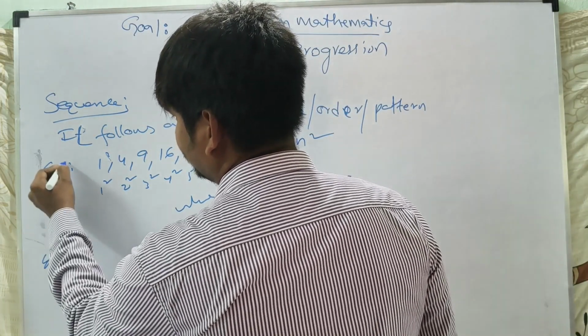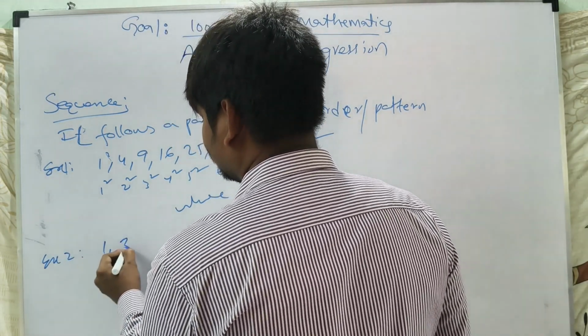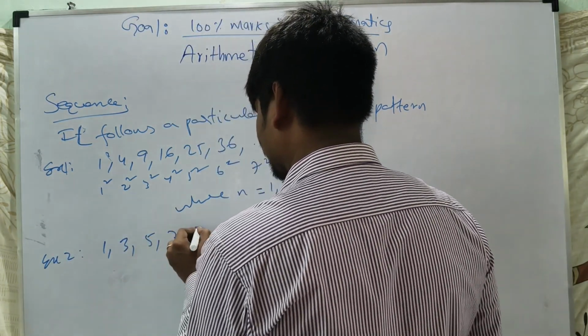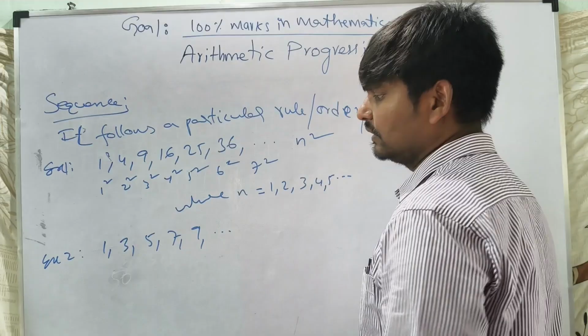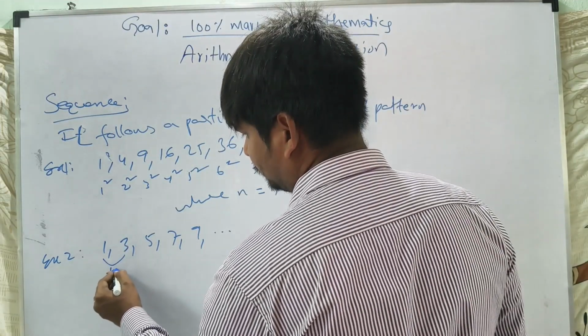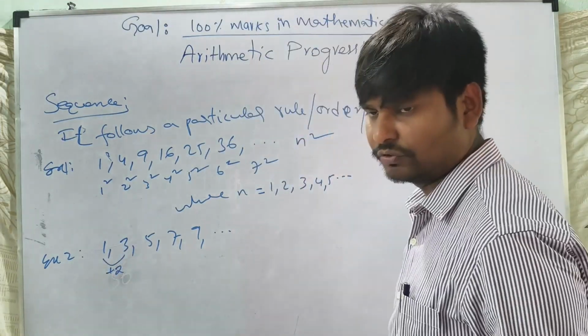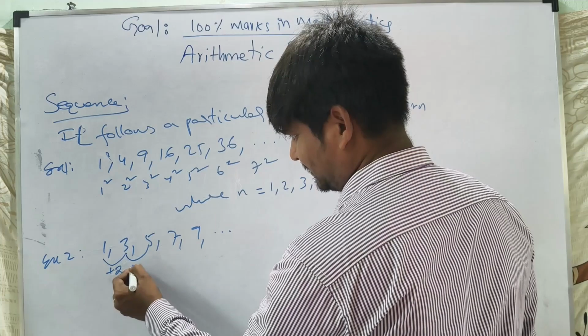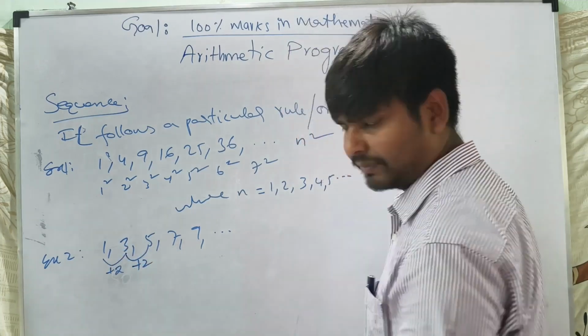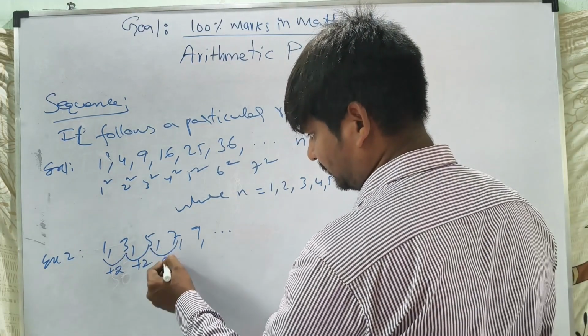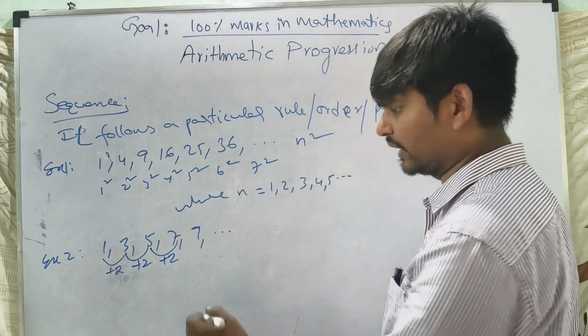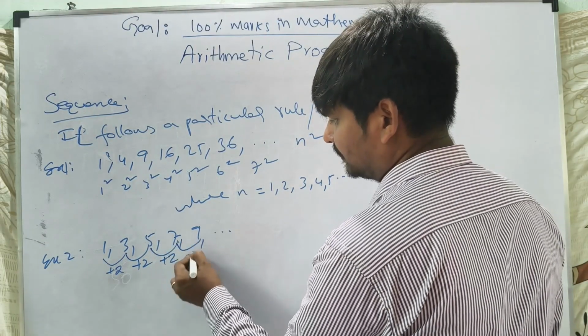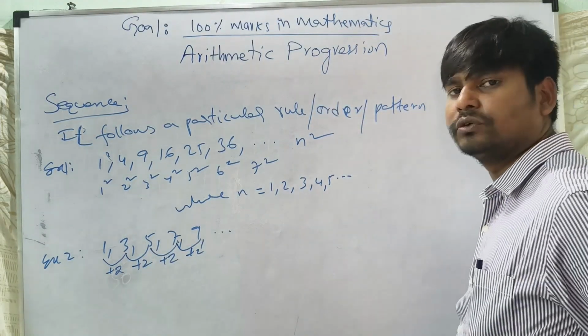Now one more example. Example 2. See here, 1, 3, 5, 7, 9 and so on. If you add 2 to the first term, you will get 3, the second term. Again, if you add 2 to the second term, you will get the third term. By adding 2 again you will get the fourth term. So like that it is going on.